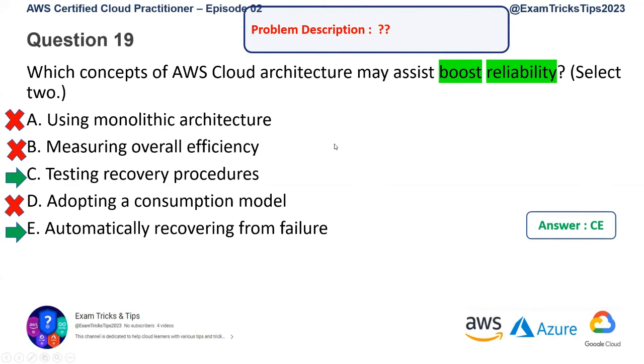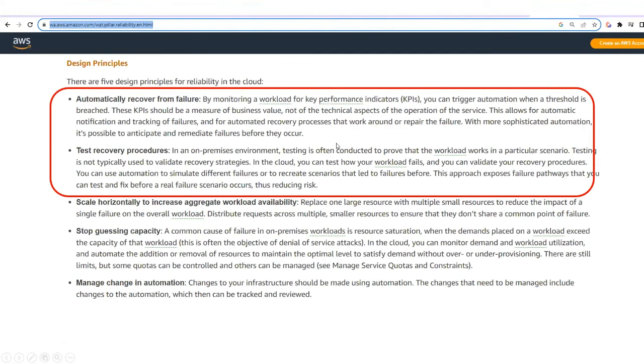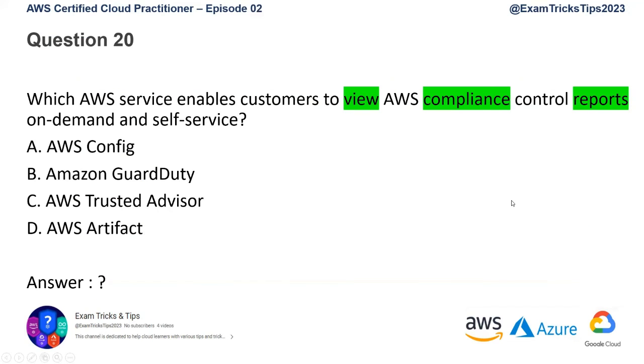In fact, if you look up reliability design principles, you would find these are the top 2 things in that section. I will put this link in the video description for you to reference. So yeah, those are the two answers. Let's move on to the last question of this video.